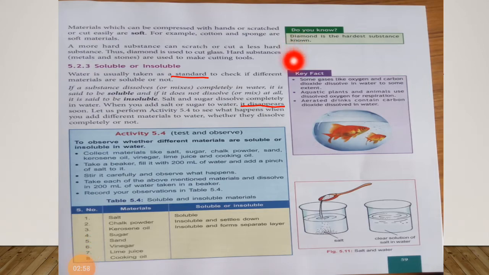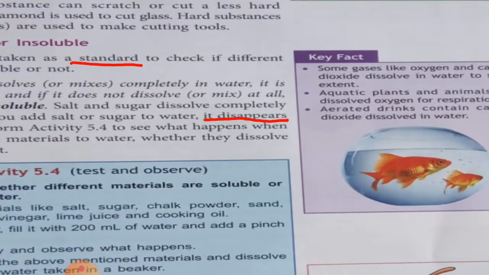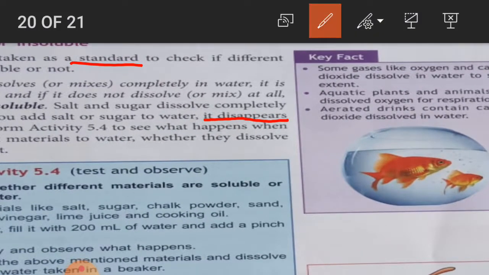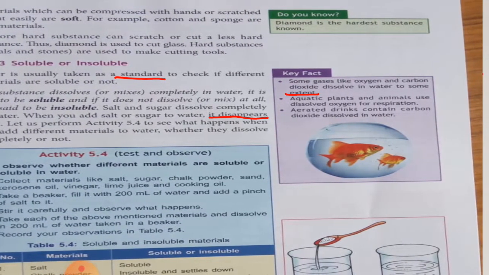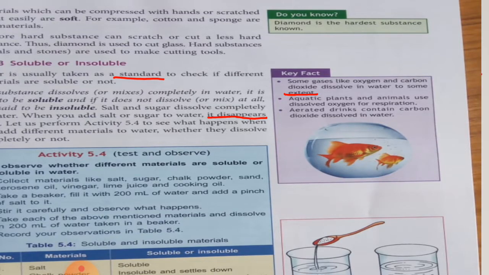Some gases like oxygen and carbon dioxide dissolve in water to some extent. Here you have to underline extent. Extent means limitation. So, some gases such as oxygen and carbon dioxide remain in water in dissolved form.